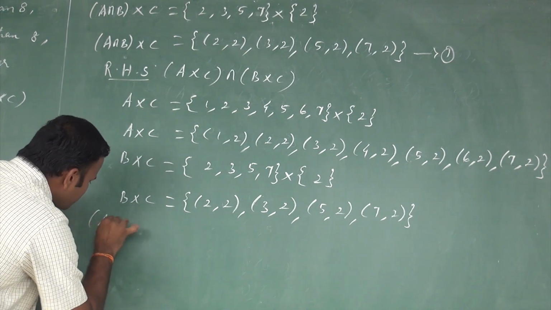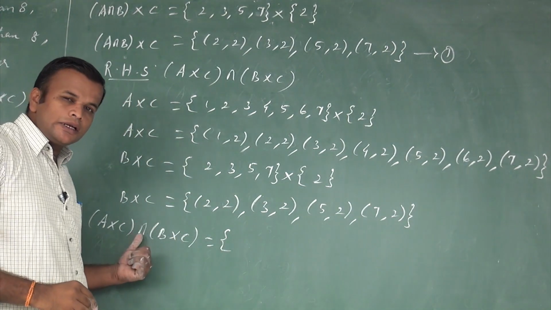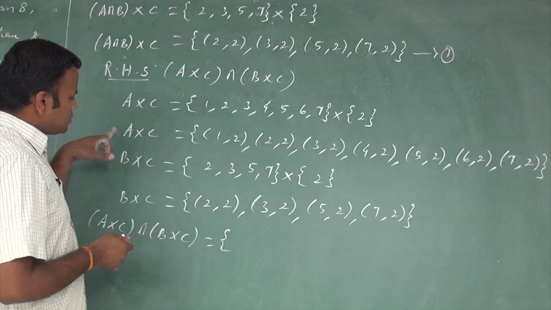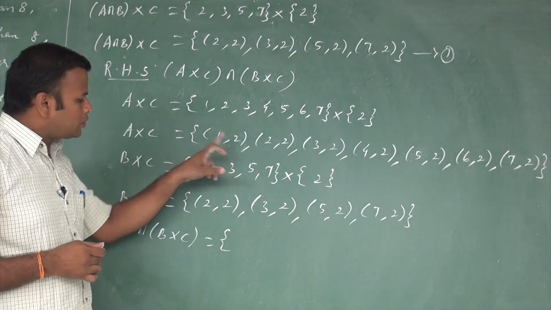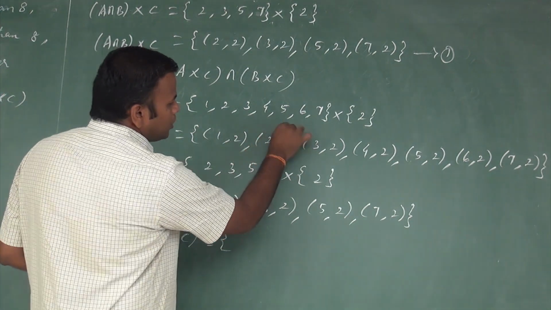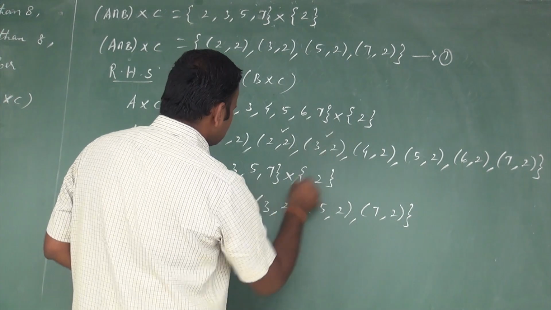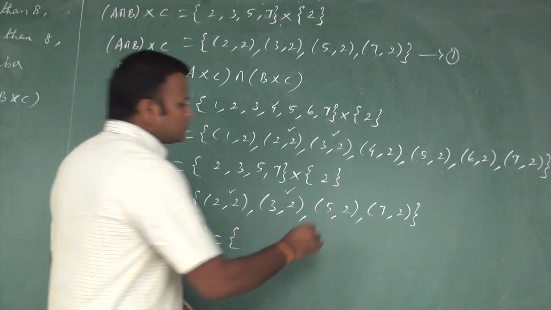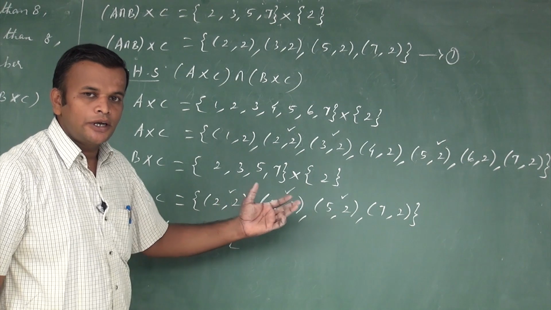Now we write A cross C intersection B cross C. Now we find the intersection of these two sets. Intersection means common. So what are the common ordered pairs in both the sets A cross C and B cross C? You see the first one is 1 comma 2. The ordered pair 1 comma 2 is not there in B cross C. I take the common ordered pairs. You see 2 comma 2 is common in both the sets, and 3 comma 2. Next 4 comma 2 is there but not in the other. 5 comma 2. Then one more you identify, that is 7 comma 2.